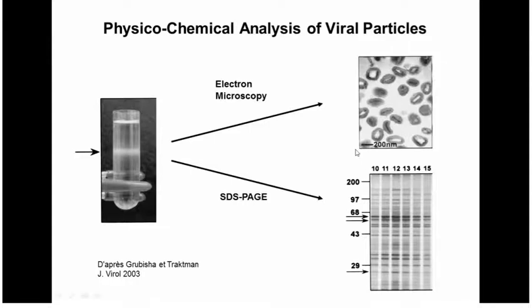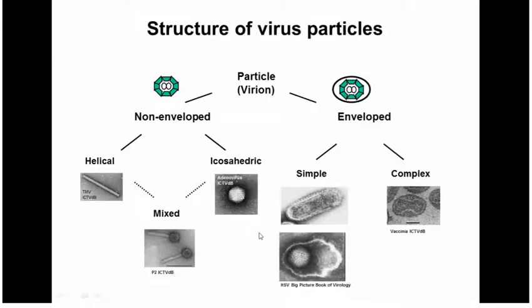Again, we've got a big complex virus here. It's got a lot of different proteins in the particle. Most viruses will have between 1 and 10 proteins in the particle. And that's how we know. Okay, so that's the basic methodology.